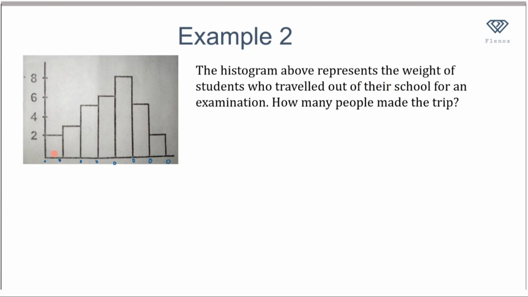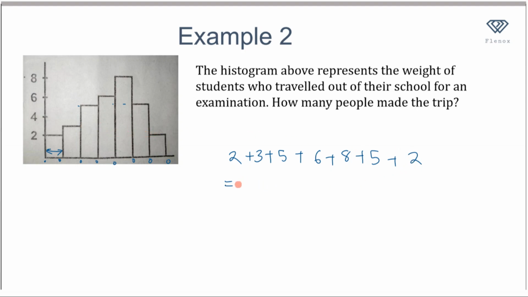So the number of students that fall within this range of weight is what? 2. So we know that 2 students fall within this range. Within this range, the number of students that fall within it is what? It is 3. What about this range of weight? We have 5. This range of weight, we have 6. This range of weight over here, we have 8. This range of weight over here, we have 5. And this range of weight over here, we have 2.